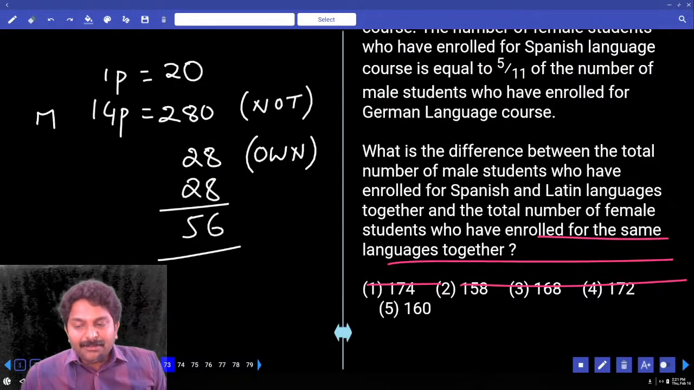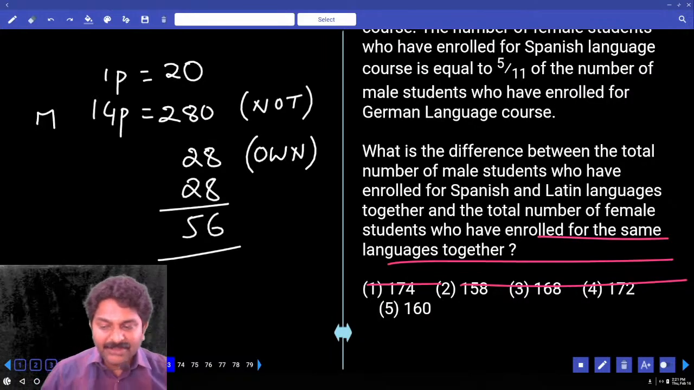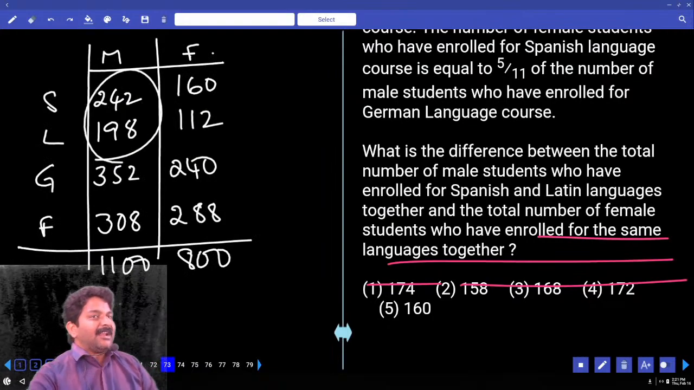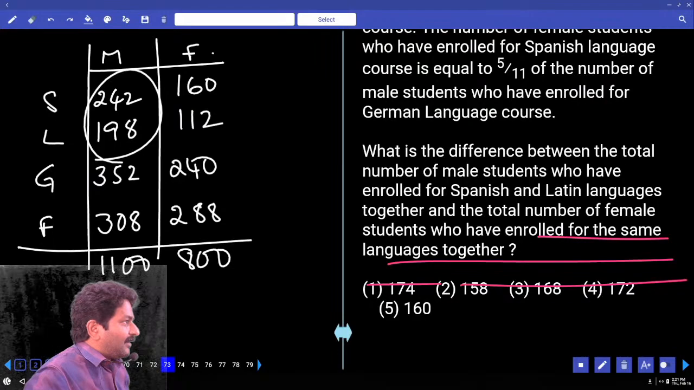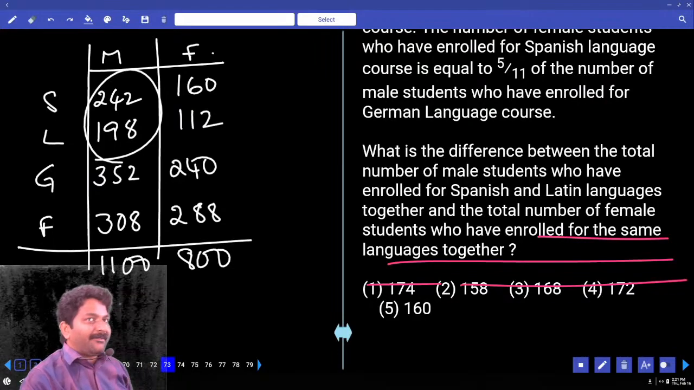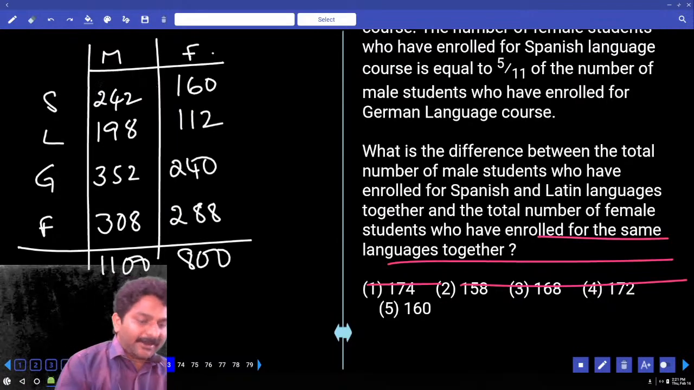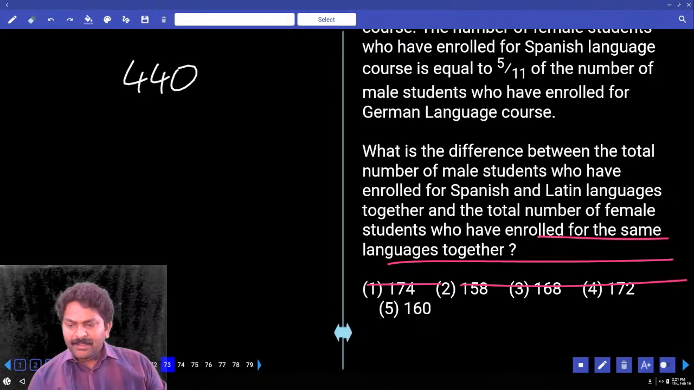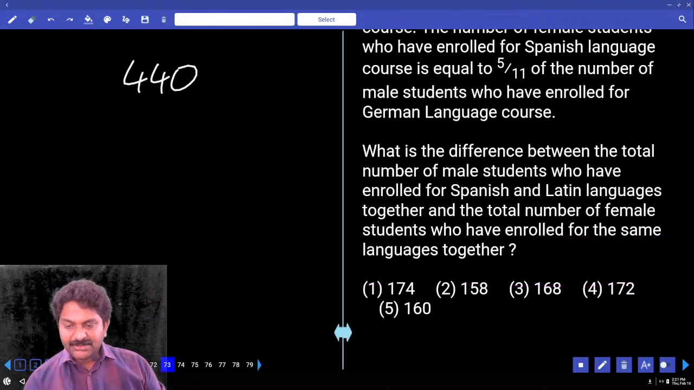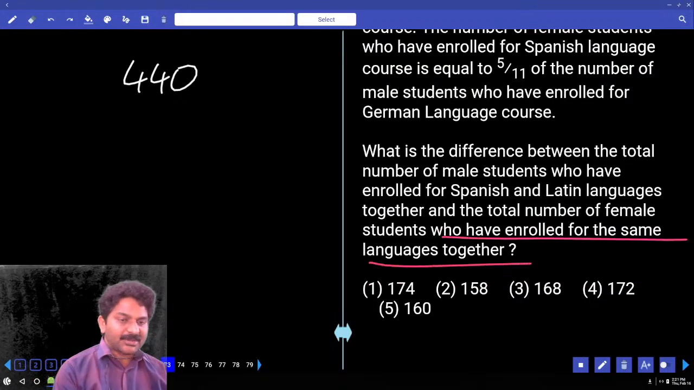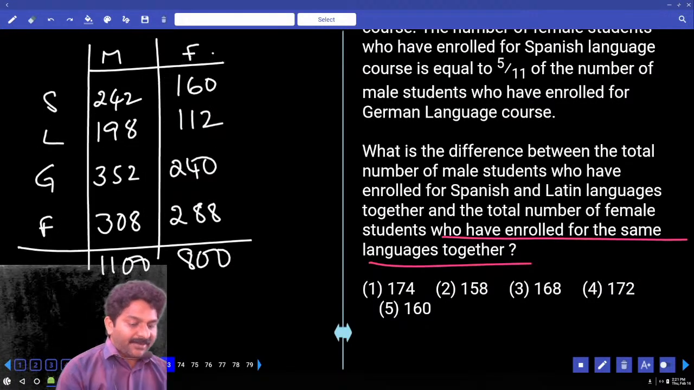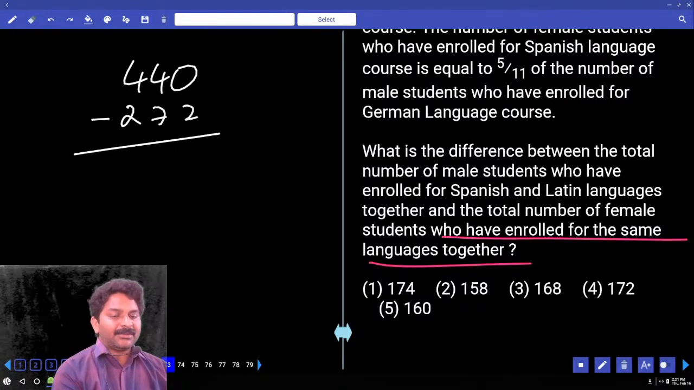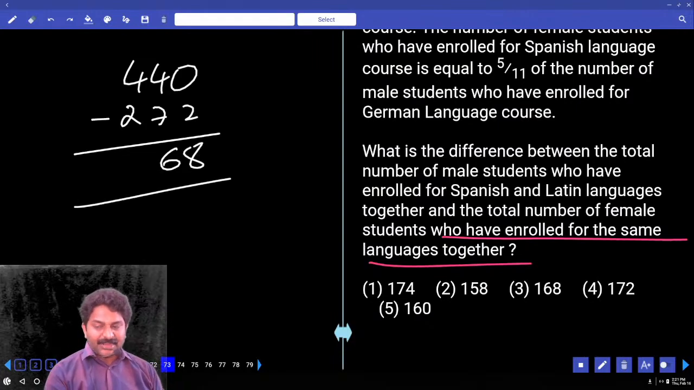What is the difference between total number of male students who have enrolled for Spanish and Latin languages together? Spanish and Latin language together. To the second number, if you add 2, it becomes a round figure 200. Take 2 from the first number, there you will be left with 240 only. 240 plus 200, that means 440. And the total number of female students who have enrolled for the same languages together. Sum of these two numbers, 272. 272, correct? 440 minus 272, that means answer must end with 68, 168, final answer.